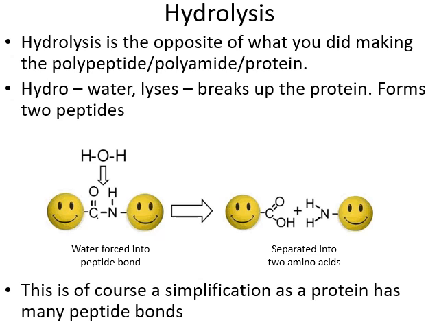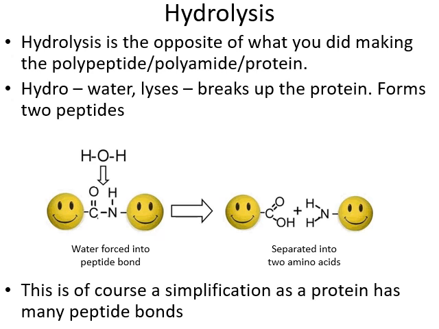Hydrolysis. Hydrolysis is the opposite of what you did making the polypeptide, polyamide, or protein. Hydro means water, lyse means to cut or to break up. So lysis breaks up the protein. It forms 2 peptides when you take a dipeptide. So here we have what we would call a dipeptide. Okay, dipeptide is just 2 peptides joined together, and polypeptides are your proteins. They're many peptides joined together.